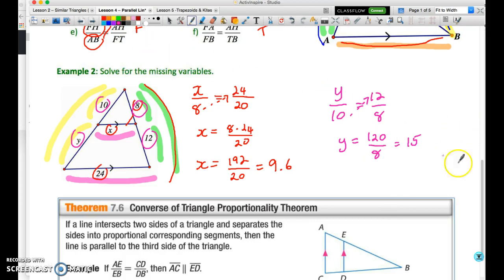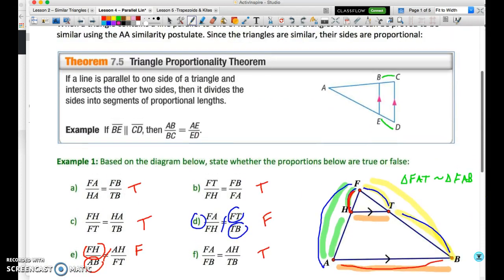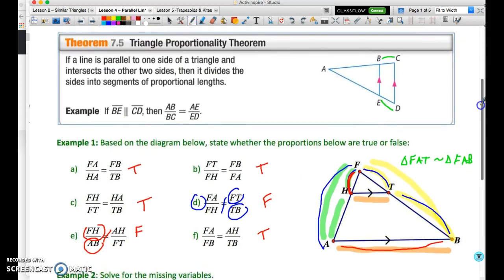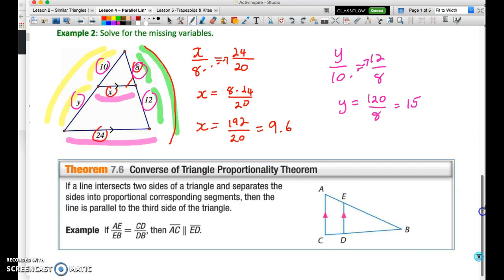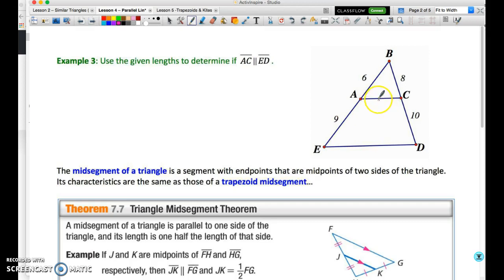Okay. And so this theorem, the triangle proportionality theorem, is in fact biconditional. And so what that means is its converse is also true. And what that means is if we can show that the ratio of AE to CD is the same as the ratio of EB to DB, then we can prove that the segment ED is in fact parallel to AC. So that's just the triangle proportionality theorem in reverse. Okay, and so now we're going to use it to determine if that's true or not.